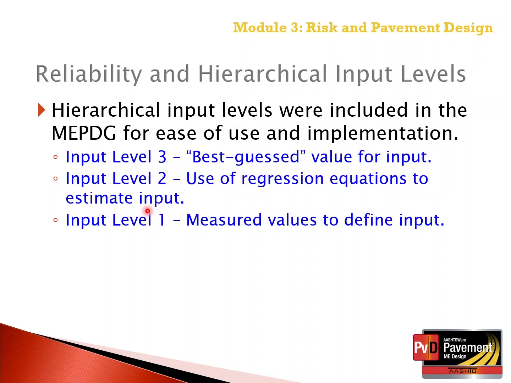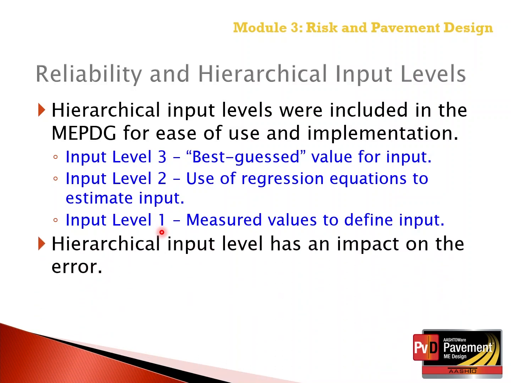We will also, when we talk about each of the individual inputs for the different layers, the input levels, the material properties for each of the layers, go through input levels 3, 2, and 1 when we talk about asphalt concrete, Portland cement concrete, unbound base materials, and subgrade, as well as traffic, climate, and other input variables. So as we get into the discussion of the input variables, we're going to come back again to input levels 3, 2, and 1. This is just an introduction summary as related to reliability. So that's the input levels.